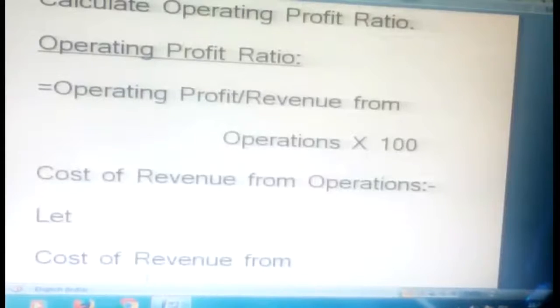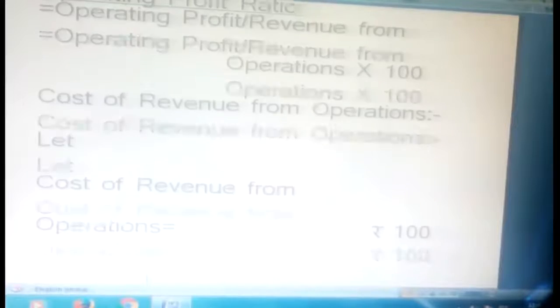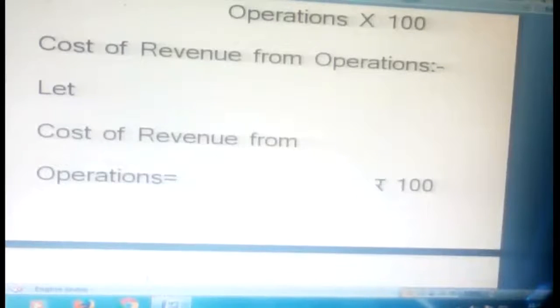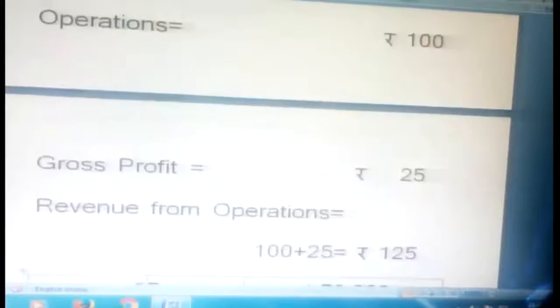Okay. Now we are going to discuss first what the cost of revenue from operations is. We consider the cost of revenue from operations as 100. So as you know, gross profit is 25. So naturally, revenue from operations is 100 plus gross profit 25, added together.